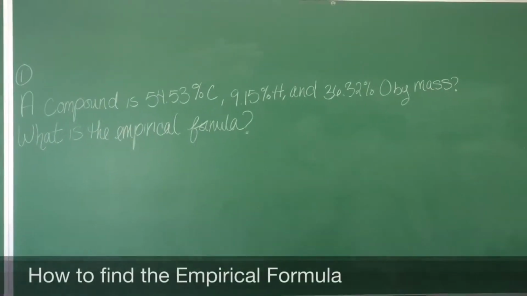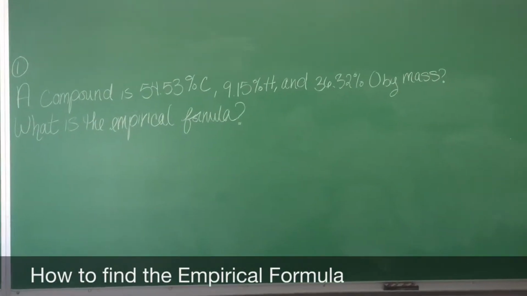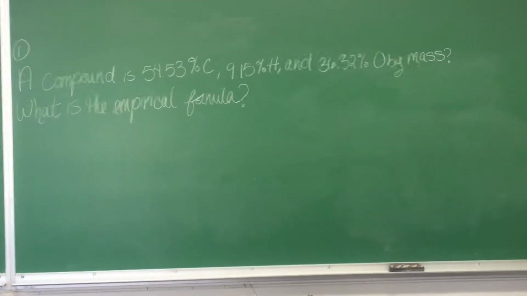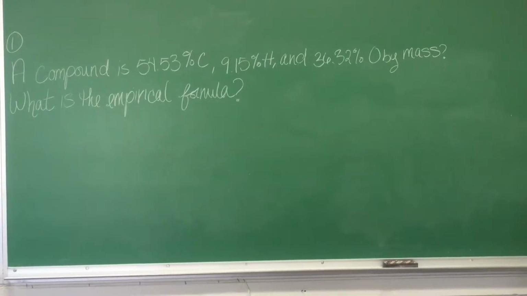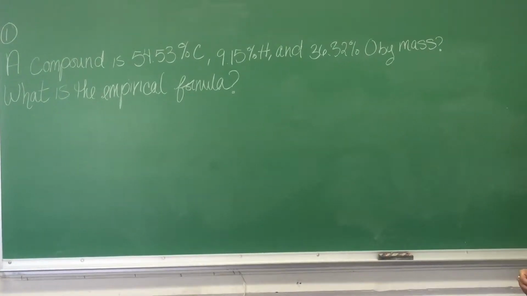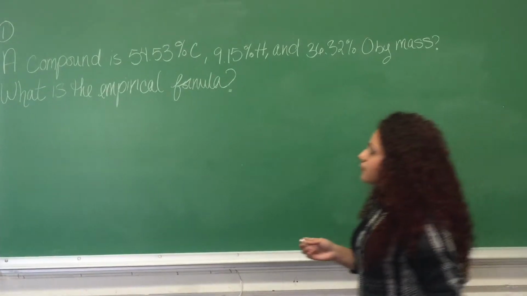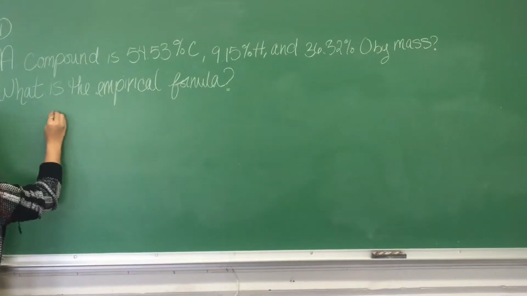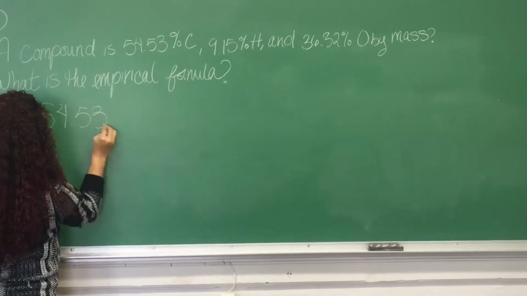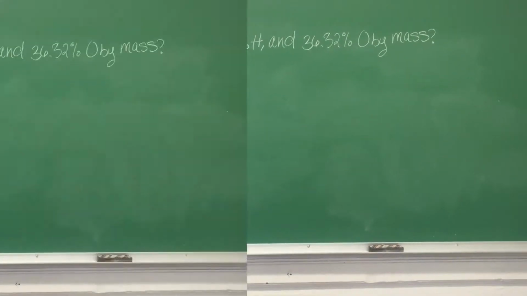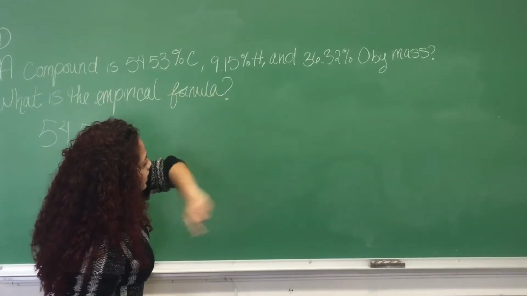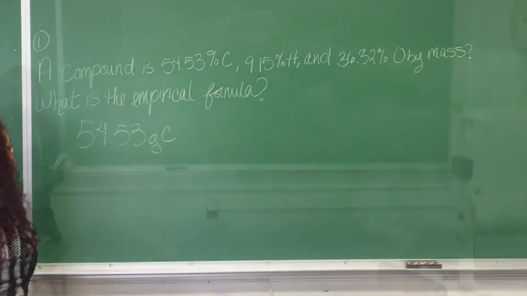Here we have a compound that is 54.53% carbon, 9.15% hydrogen, and 36.32% oxygen by mass. We also want to make note that 54.53% carbon also means that it is 54.53 grams of carbon. Also, just to be 100% sure, when you add each of these, they should all equal 100%.